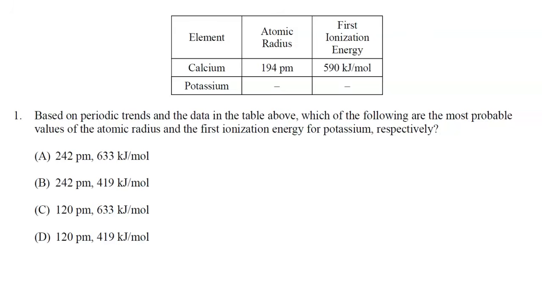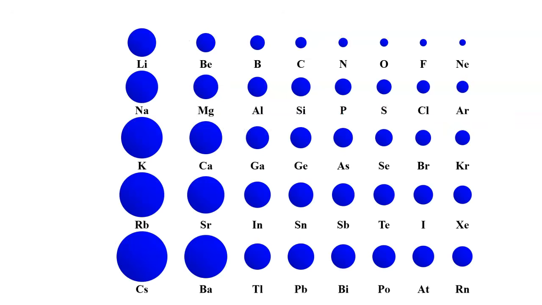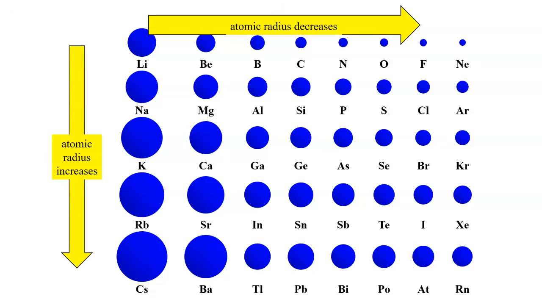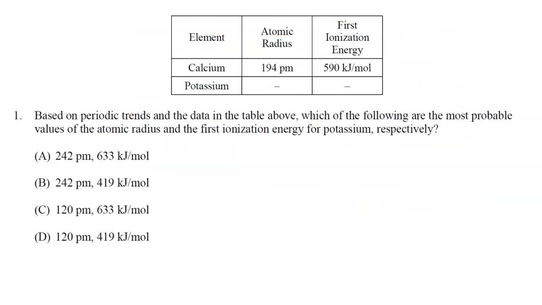First, let's take a look at the trend for atomic radius on the periodic table. So the trend for atomic radius is that atomic radius decreases from left to right across a period, and atomic radius increases from top to bottom down a group. So there are potassium and calcium. They are located in the same period, and since atomic radius decreases from left to right across a period, we expect the atomic radius of potassium to be greater than that of calcium. So for potassium's atomic radius, it should be larger than 194 picometers.